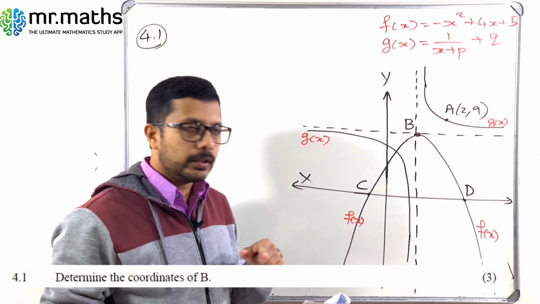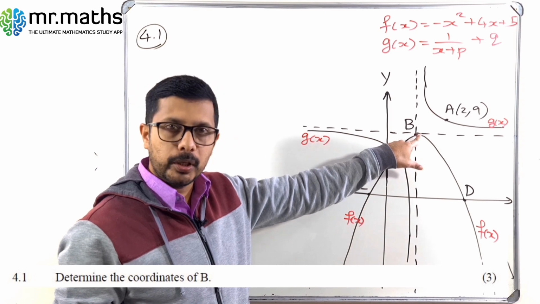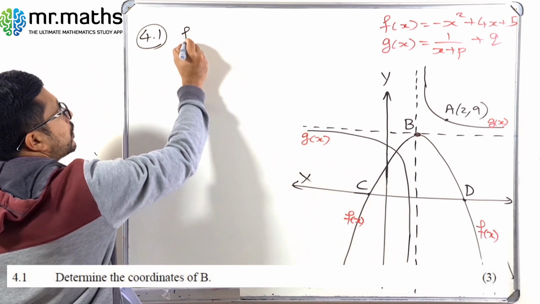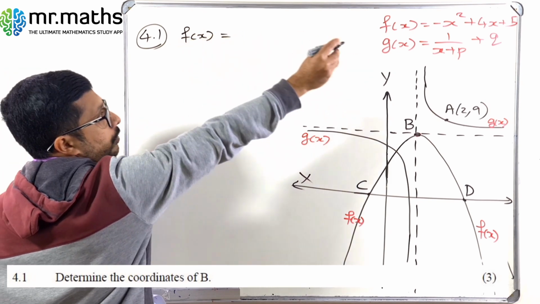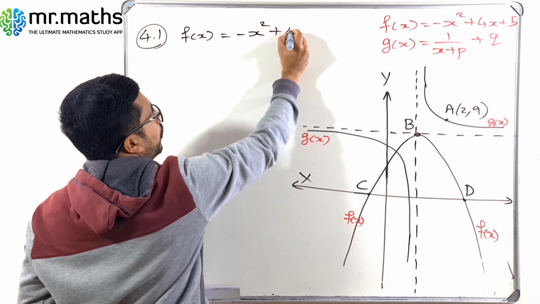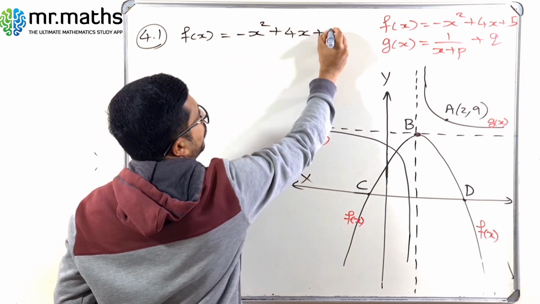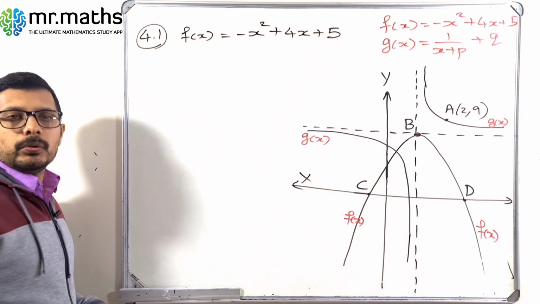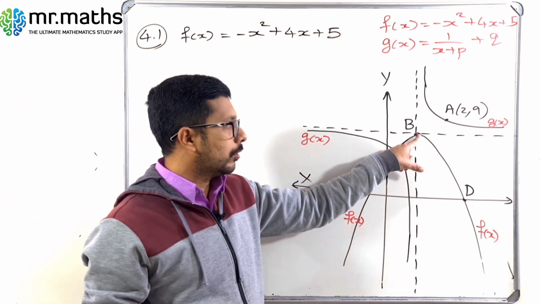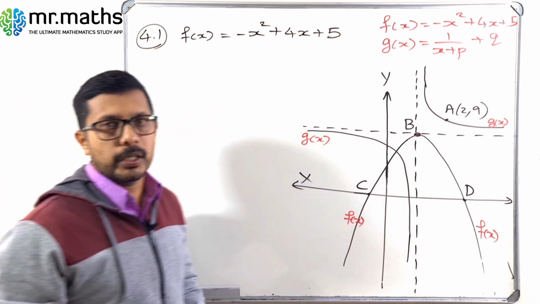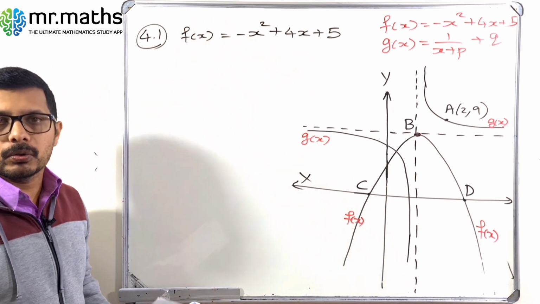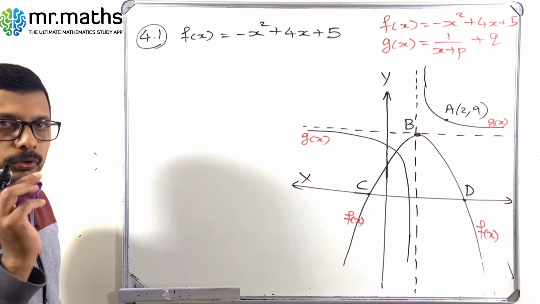It is given in the question that B is a turning point, am I right? So what is the equation of f of x? It is given in the question: f of x is equal to minus x square plus 4x plus 5. So that is the equation of f of x, and the first question is to find the coordinates of the turning point.